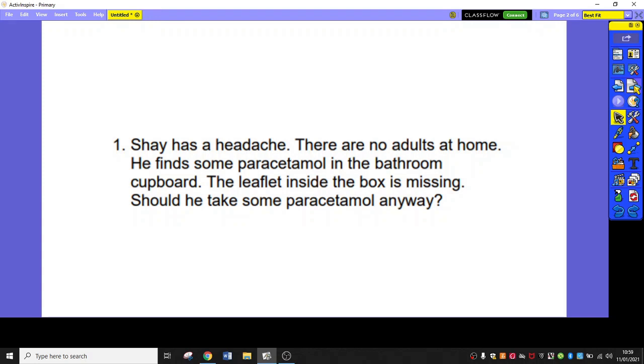So if this were me, I would be asking, what is the risk? The risk is taking the paracetamol because he is unsure of what it is. Or Shay might also be a she. So there's no adults at home to help. Just because it is in a box, it doesn't necessarily mean that it is the right paracetamol, the right thing to take at the time. So the risk is taking that thing and having unknown consequences. So that would be my answer to part 1.